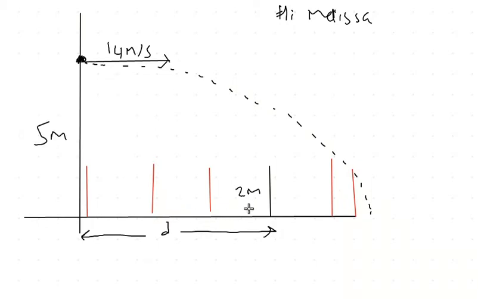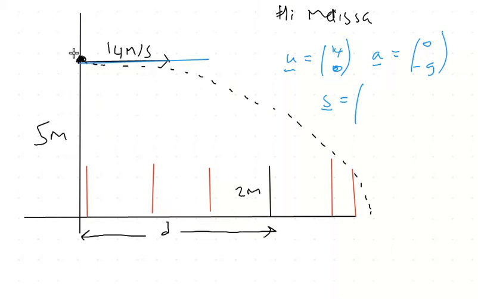Now, what are those values? How are we going to figure them out? Well, let's start with our normal approach to these kinds of questions with vectors. My U vector is going to be 14 and 0. My A is going to be 0 minus g. My S, now this is where people normally go wrong. You've got to remember that where you throw from is your origin, where your x and y axes begin.